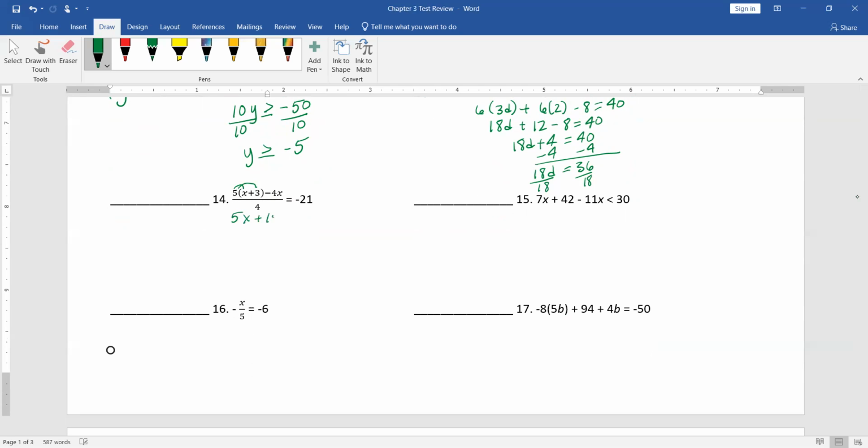So this becomes 5x plus 15 minus 4x. Then we have 2 like terms here. 5 minus 4 is 1, so this just becomes x plus 15. All right, so x plus 15 divided by 4 equals negative 21. Again, treat this like it is in parentheses. It's one expression because it's in the numerator, so you would do that last. You get rid of this 4 in the denominator first. So you multiply both sides by 4, and we end up with x plus 15 equals 4 times negative 21, which is negative 84.